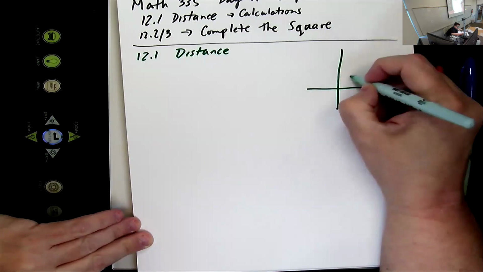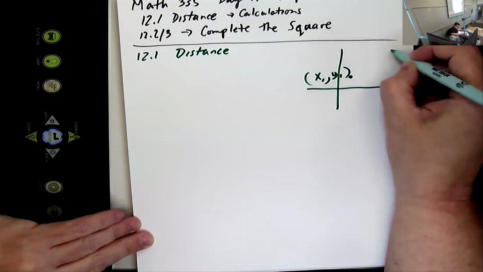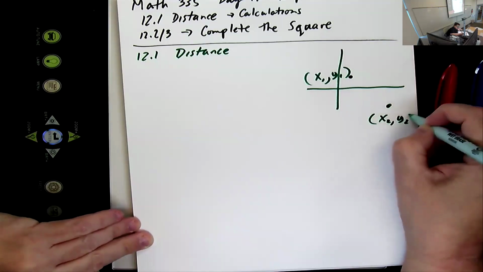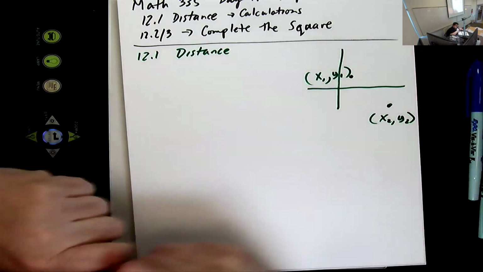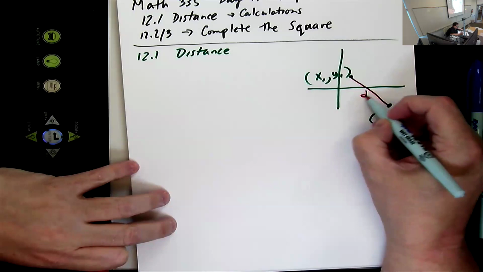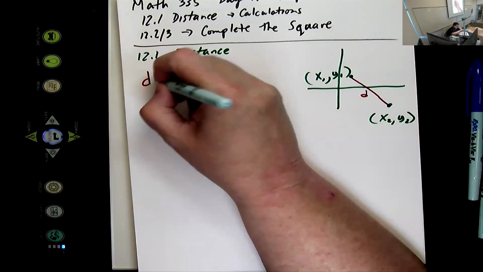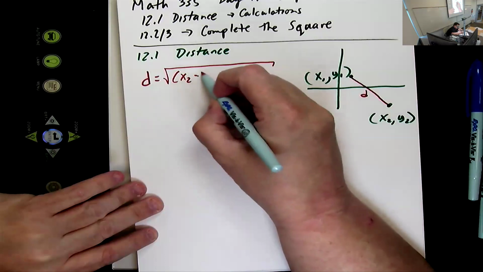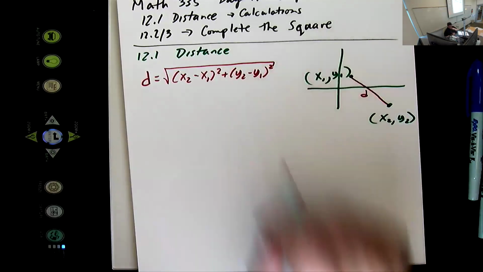Let's say I've got a point, this is x1, y1. And down over here, x2, y2 is over here. The distance between these 2 points, this length here, I'll call it d. We'll show how to derive this formula in the next hour. But it is the square root of x2 minus x1 squared plus y2 minus y1 squared.